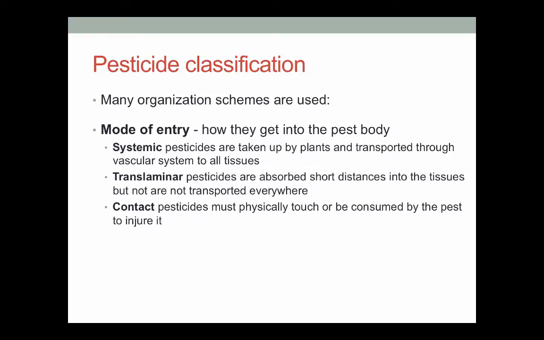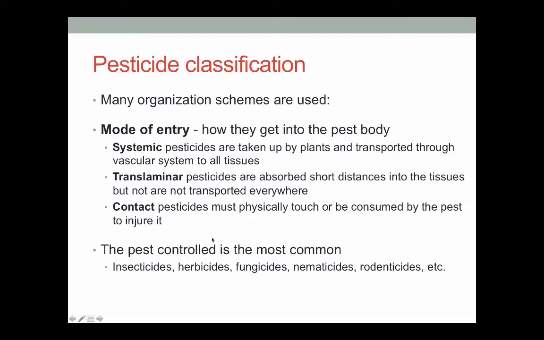We got enough time. So, as far as pesticide classifications are concerned, how we organize pesticides, one way that we do get at that is with mode of entry, so how the pesticides get into the pest's body. This covers a lot of the things we talked about before, the idea of systemics, or pesticides that are picked up by plants and transported through the vascular system. We've got translaminars, which are pesticides that are absorbed by the plant but don't actually enter the vascular system. So if you were to spray them on the plant, it would pick it up into the leaves where it had contact, but it wouldn't then go down to the roots or anything. It would just be in the area where you contacted it. And then you've got contact pesticides, where the pests must physically touch or physically consume the pesticide on the outside of the plant in order to sustain an injury.